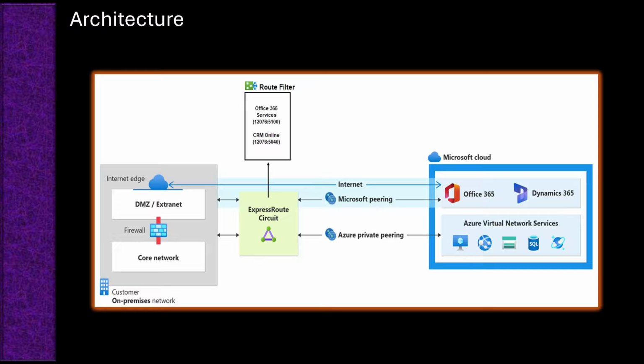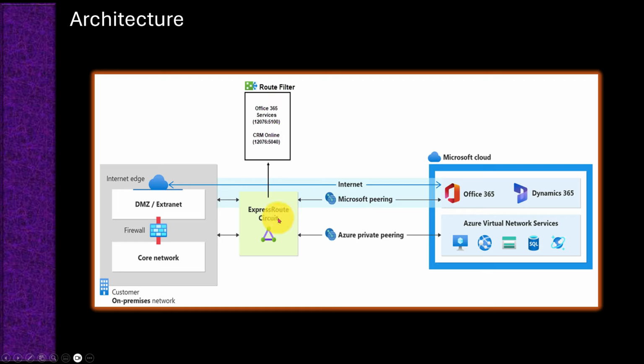In the architecture, you can see that we got a core network in the customer premise, and we also got a DMZ or extranet, which is again separated by the firewall. We got an express route circuit. This express route circuit is what we can apply the route filter to. What does it mean exactly? What is this route filter?